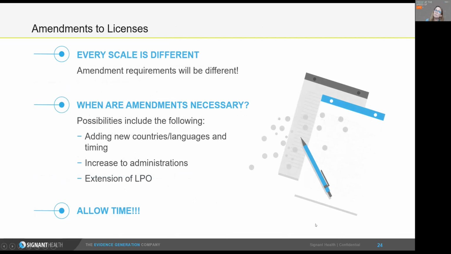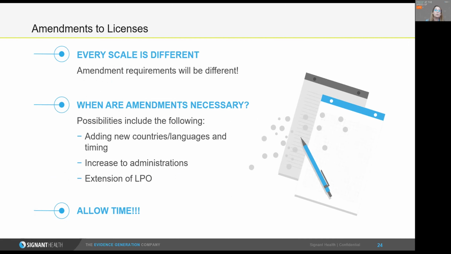Okay, so also sticking with the licenses, getting your permissions, you have your initial license already for your study, and you've done this based on the information you had at the start of your study. We all know things change. Copyright holders know that happens as well, so that's not a problem. But again, allow time for amendments.